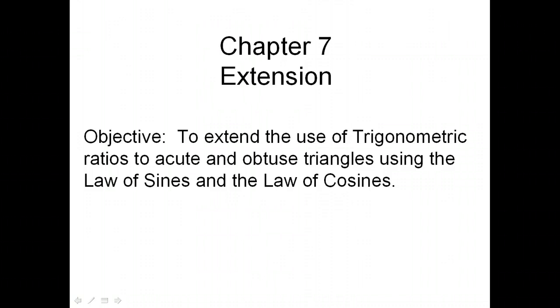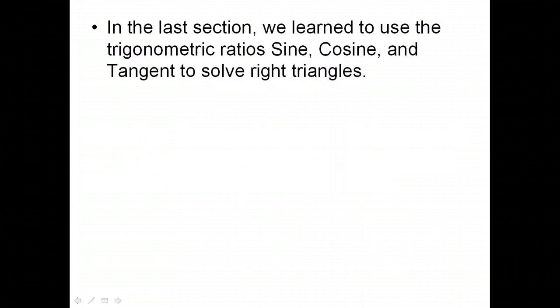This lesson is an extension of Chapter 7, to extend the use of trigonometric ratios to acute and obtuse triangles using what is known as the law of sines and the law of cosines. In the last section, we learned to use trigonometric ratios, sine, cosine, and tangent to solve right triangles. In fact, we have said in the past that these really only apply to right triangles.